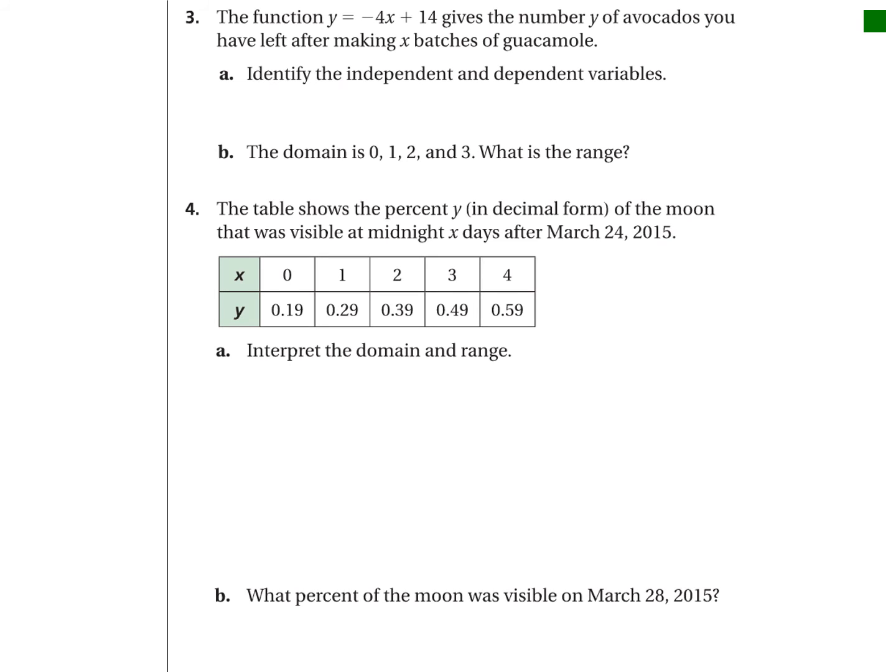Now we're going to look at domain and range as a part of a word problem or a descriptive problem. In the first one, we have an equation that links y avocados against x batches of guacamole. We need to identify the independent and dependent variables. The x is always the independent variable, and in this case, that would be batches of guacamole. Y is the dependent variable, and this is the number of avocados you have left after making those batches.